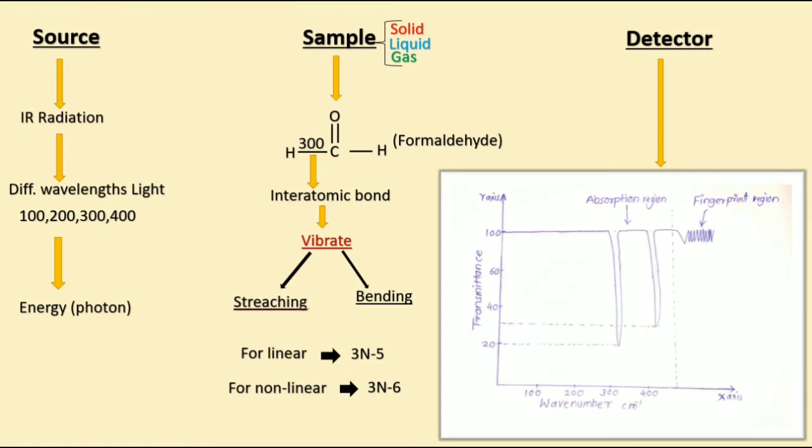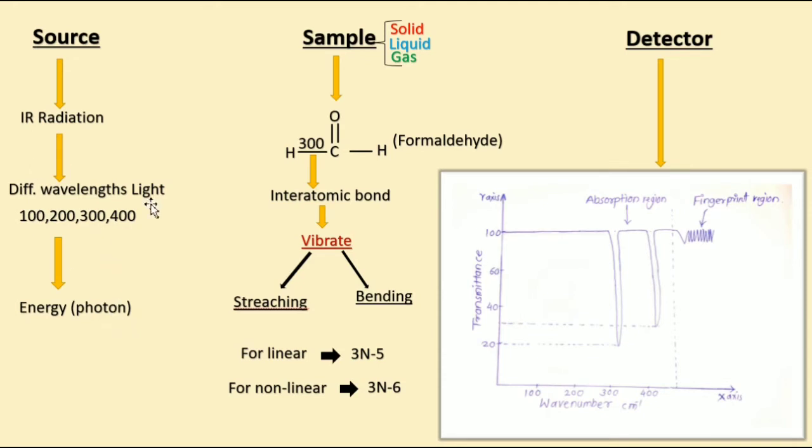Now let's take a look at the principle of IR spectroscopy. Whatever sample we want to analyze, whether solid, liquid or gas, we prepare the sample and put it in the IR spectrophotometer. The IR spectrophotometer is the instrument used in IR spectroscopy. After we place the sample in it, there is a source present in the IR spectrophotometer which produces IR radiation, light of different wavelengths, and these travel in the form of energy, photons.